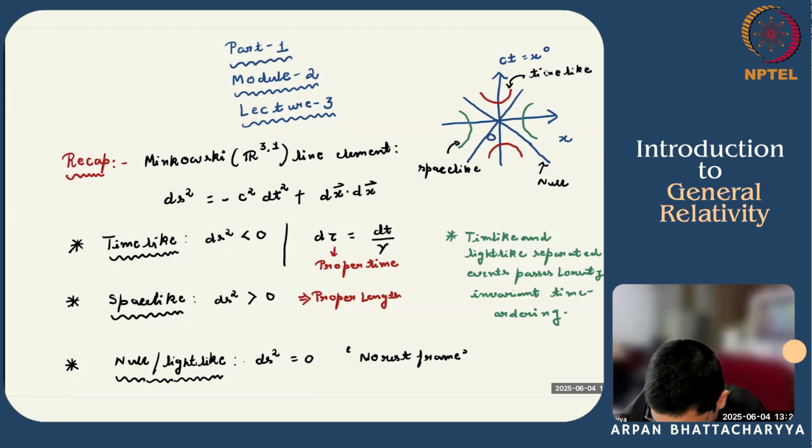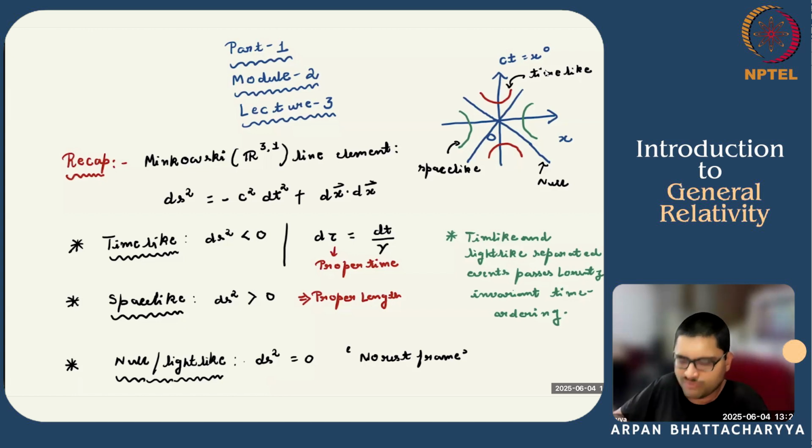And then we'll have a null or light-like separated distance, which is ds square equal to 0. You can show that there exists no rest frame for this case, because if you try to go to a frame where dx is equal to 0, then this will imply that dt has to be 0, so things will become trivial. This is consistent with the fact that you cannot define a rest frame of light or a photon.